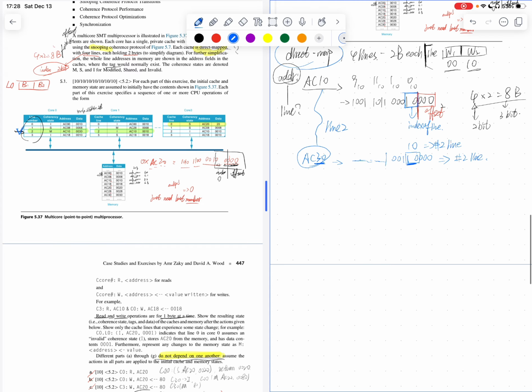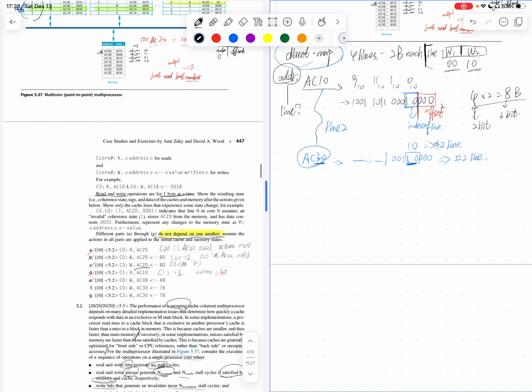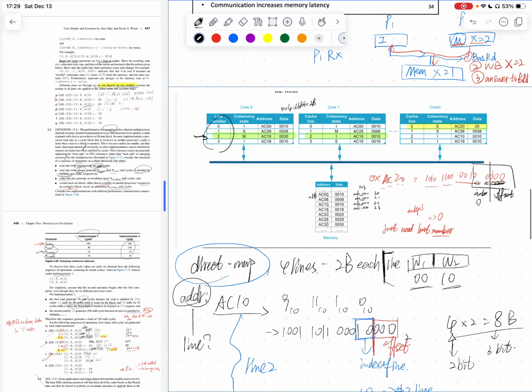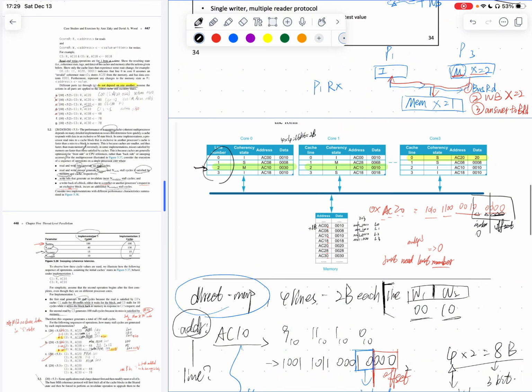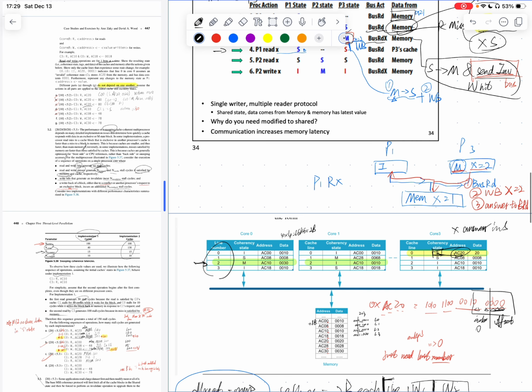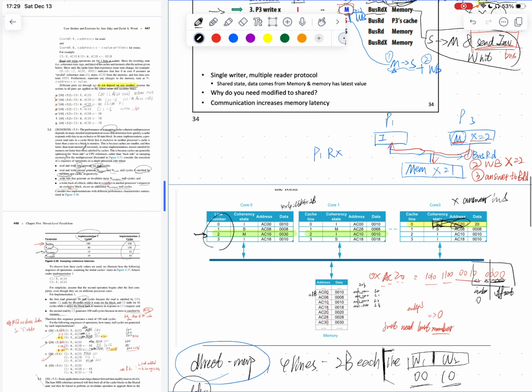So question one, it says, okay, so first we want C0 to read AC20. So do we have AC20 here? AC20. Yes, we have it, but we are in a shared state. Remember, we do not answer in shared, so we cannot get it from core 3. We can only get it from memory. Okay, we'll get it from memory.